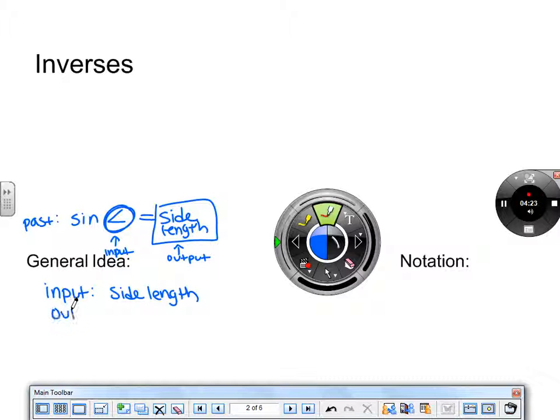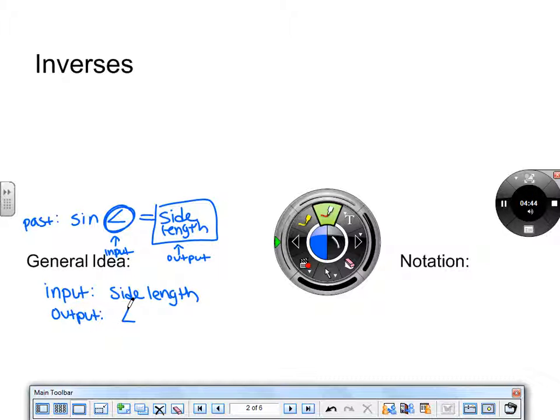And the output, your answer, is going to be an angle. Okay? You can just set it right up there. Thank you. All right? So if someone's asking you an inverse question, you have to know, okay, now my answer is an angle, not a side length. Okay?